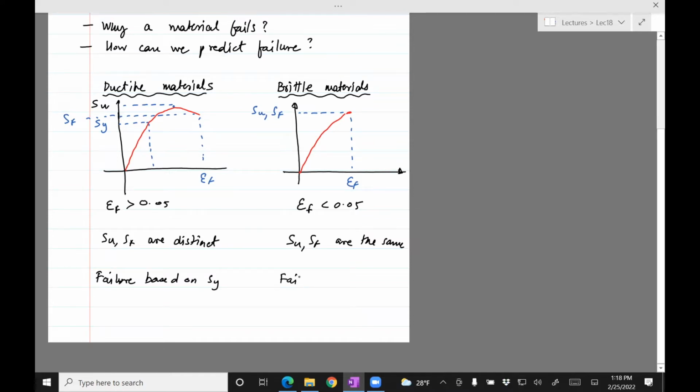Okay, and here we'll assume that failure is based on SF, which some people also like to use as a value for SY. Just put SF for now, and then we can change that. We'll talk more in detail about that a little bit later, but let me just put SF.